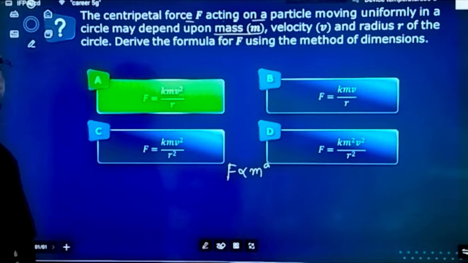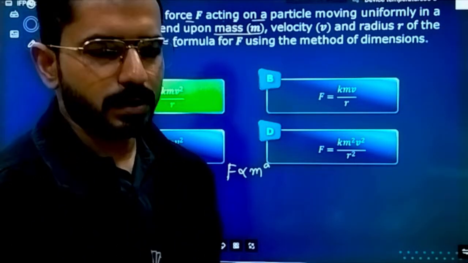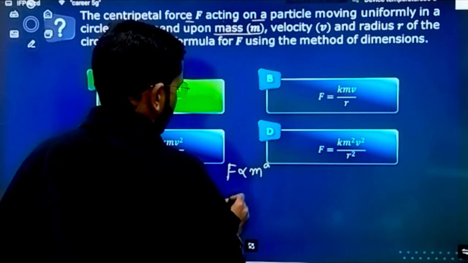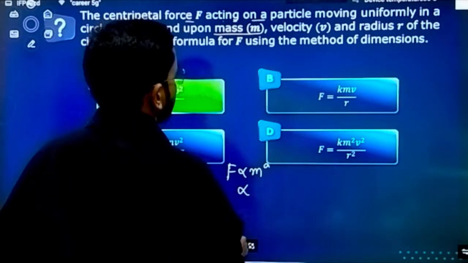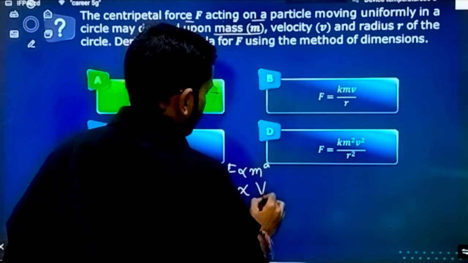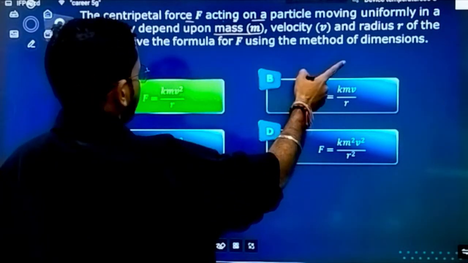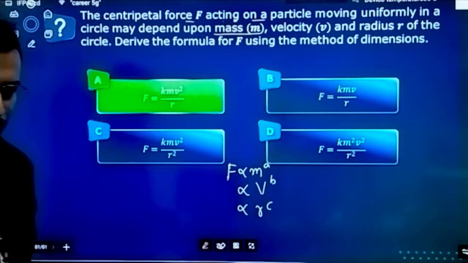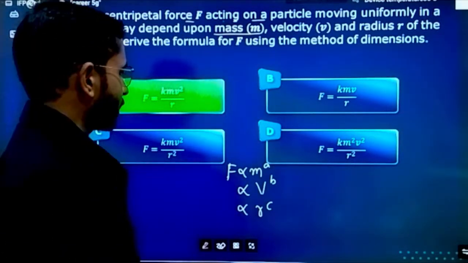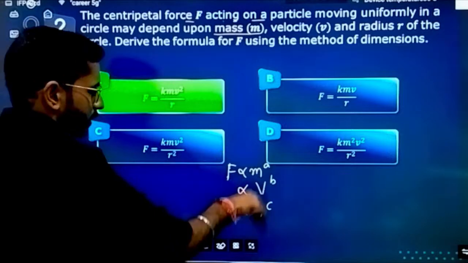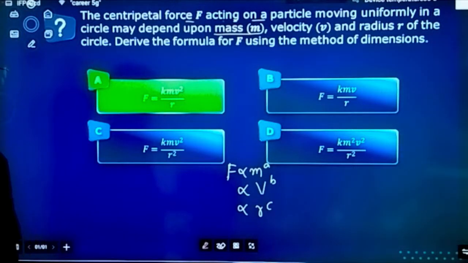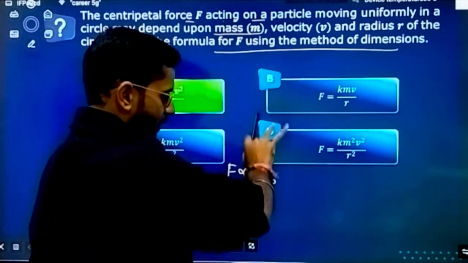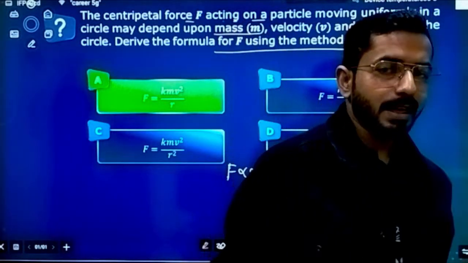That means force is directly proportional to mass. I don't know how it is depending, but let's suppose that it is dependent and it is proportional to it. Force is directly proportional to m power a. What else can I say? That it is directly proportional to velocity power b, and it is also proportional to the radius of the circle, that is c. So I can say force is proportional to these three quantities, correct? And for the rest of the values, you have to calculate the exact formula from the four options that are given.